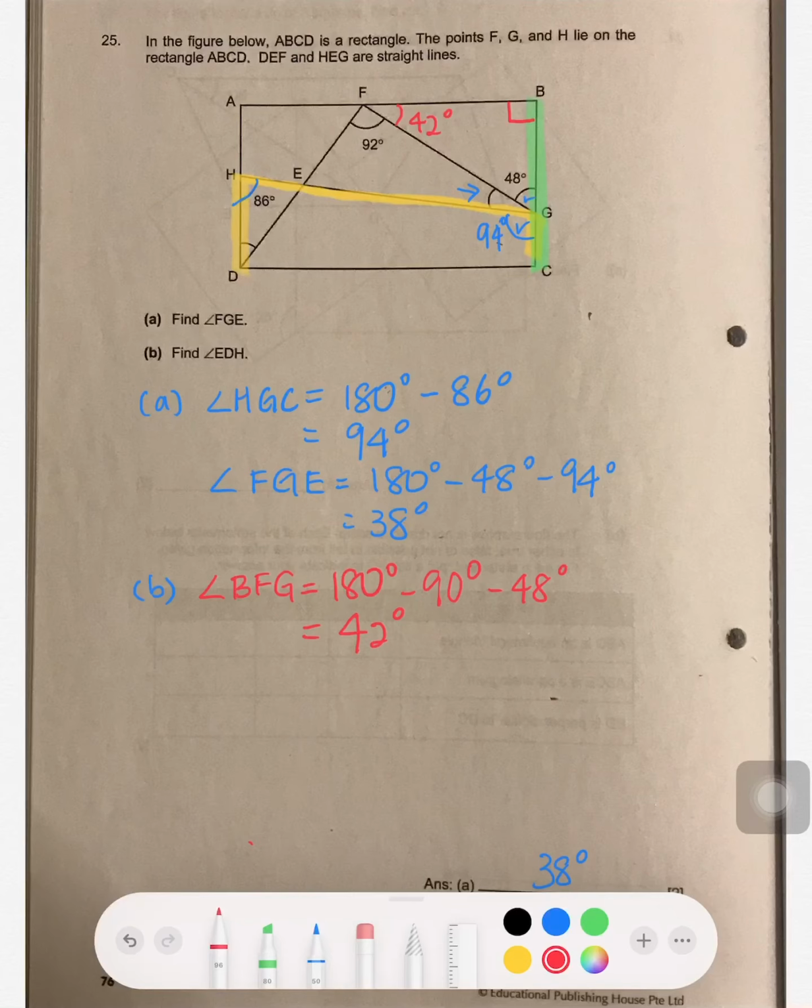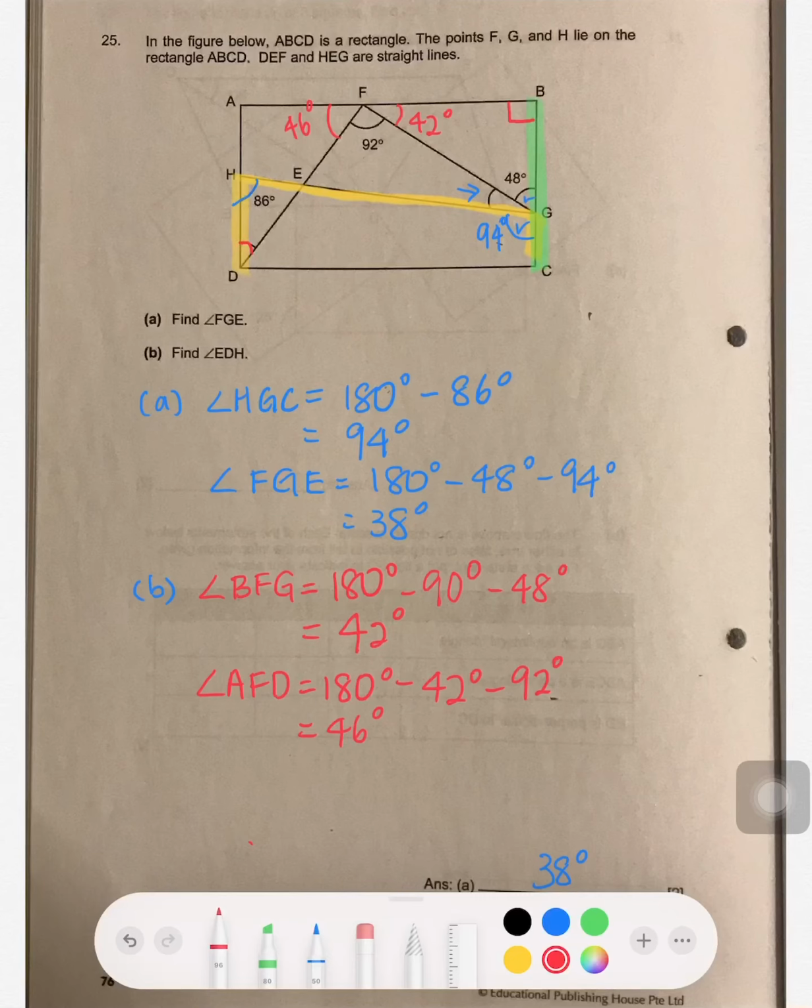Alright, now I'm going to move on to AFD. Angles on a straight line add up to 180. So angle AFD equals 180 subtract 42 degrees subtract 92, which will give me 46. So this angle here is 46 degrees. Okay, so we are very close to our answer now. Now we are just left to find angle EDH, which is this angle here.